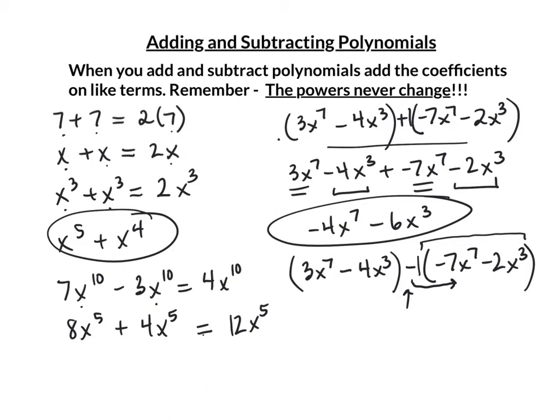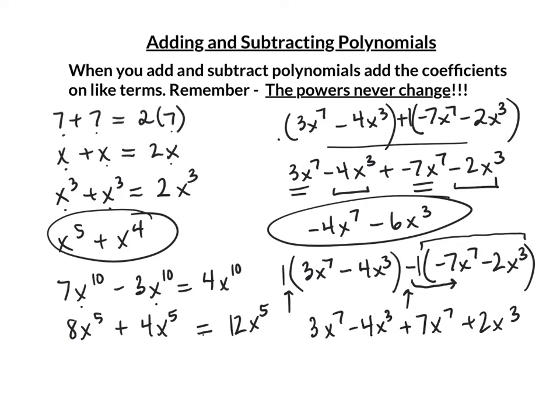Notice this first parenthesis has nothing in front to distribute. Again, you could put a positive 1 there, but 1 times anything is itself. 1 has no effect. We'll drop the parentheses on the first two terms, 3x to the 7th minus 4x cubed, and distribute the negative, which will change the signs of everything in the parentheses. Plus 7x to the 7th plus 2x cubed.